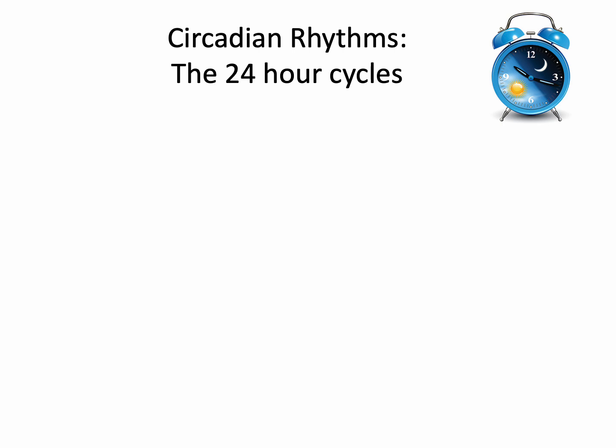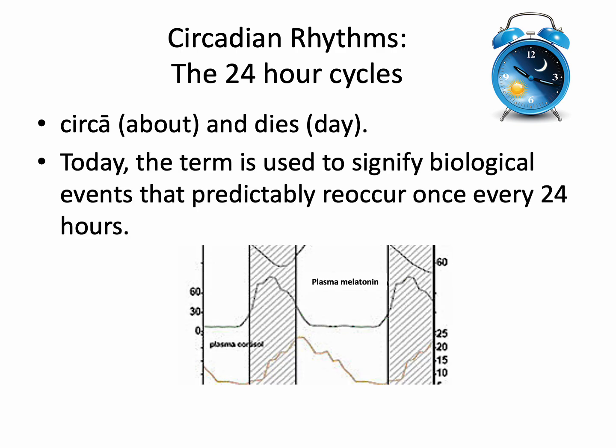The word circadian came from the Latin circa, meaning around, and dies, meaning day. So when you combine the two, it means approximately 24 hours. Today, the term is used to signify biological events that predictably reoccur once every 24 hours.